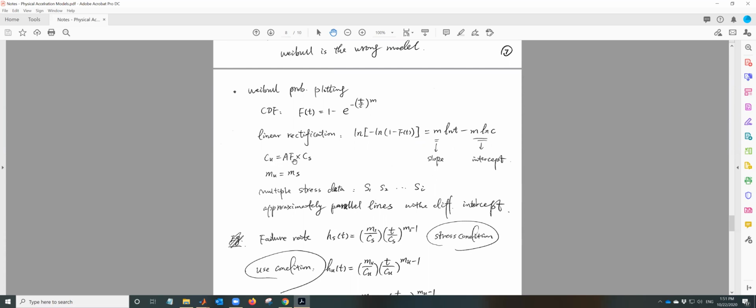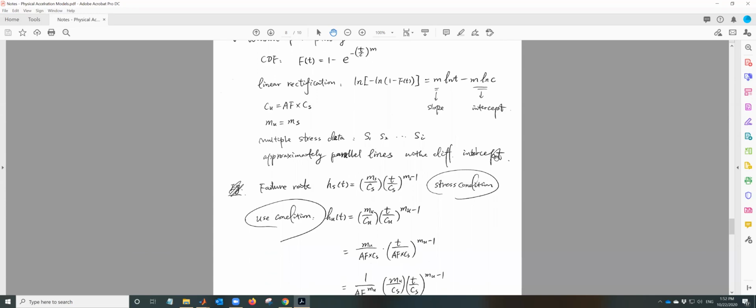Because Cu equals AF times CS, if the data follow the Weibull distribution, Mu equals Ms across multiple stress conditions. So approximately you see Cu is right here. M doesn't change. So if we do the probability plotting for multiple stress data, they should be approximately parallel lines with different intercepts, because linear acceleration only changes C and M doesn't change. The intercept differs because you have the log C term over here.